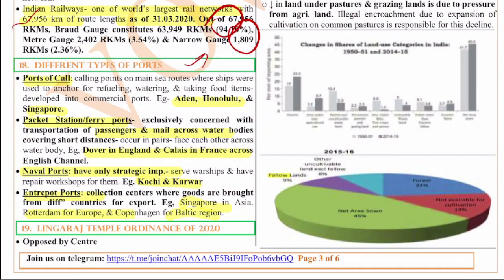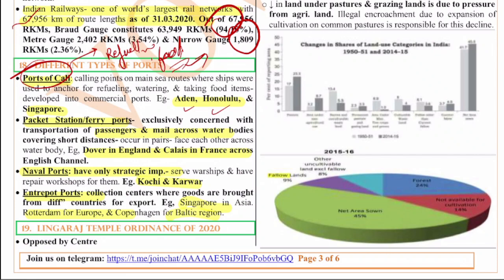The 18th question talks about it. The first is port of call. Port of call means when ships are traveling long distances, they need refueling, food, etc. So for all these supplies, they will visit a few ports. Those are called ports of call. For example, Aden, Honolulu and Singapore. For refueling and water, the ships will come there.